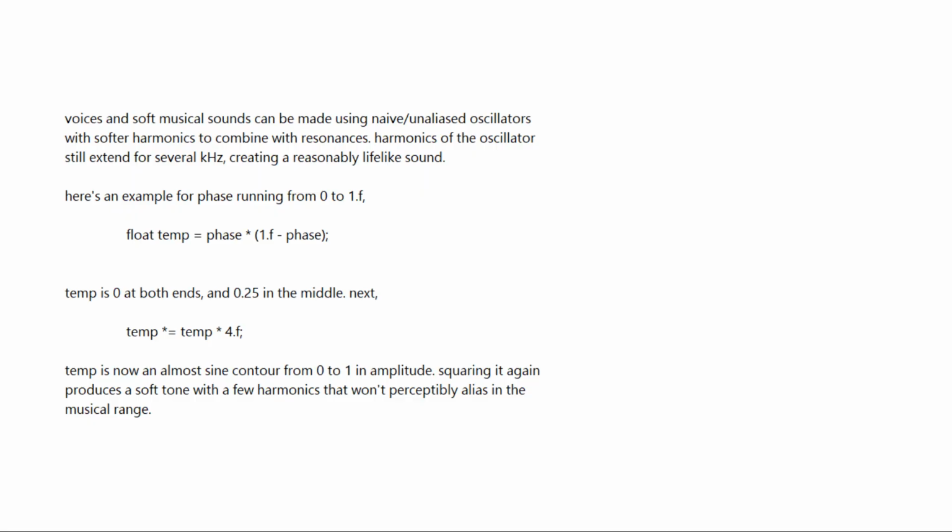Here's an example for phase running from 0 to 1. Temp is 0 at both ends, and 0.25 in the middle. Next, temp is now an almost sine contour from 0 to 1 in amplitude. Squaring it again produces a soft tone with a few harmonics that won't perceptibly alias in the musical range.